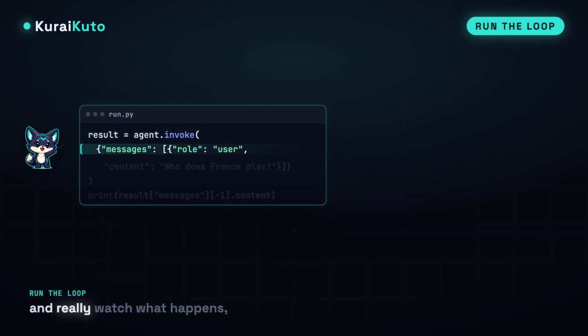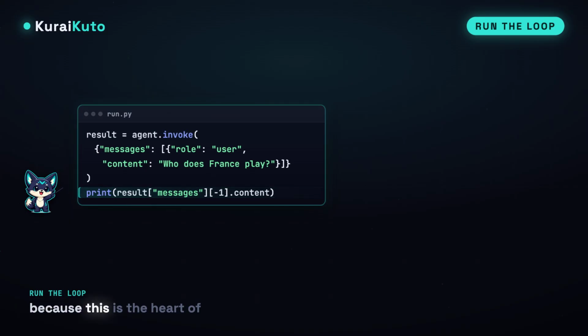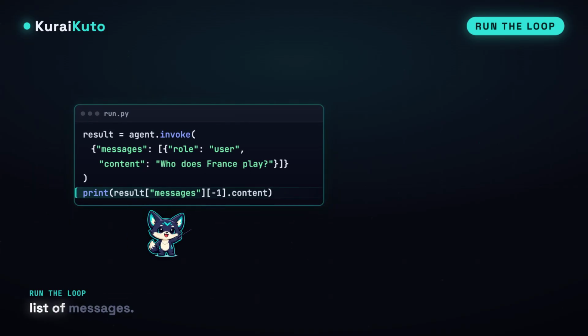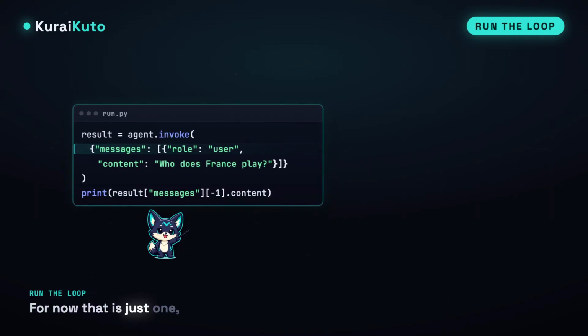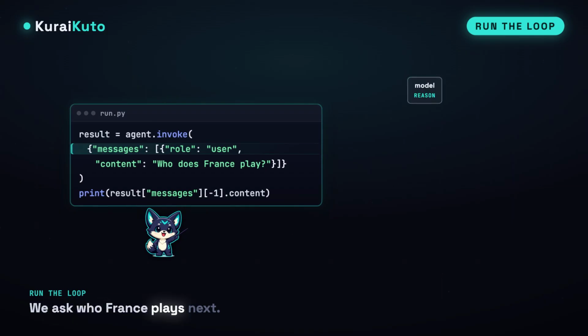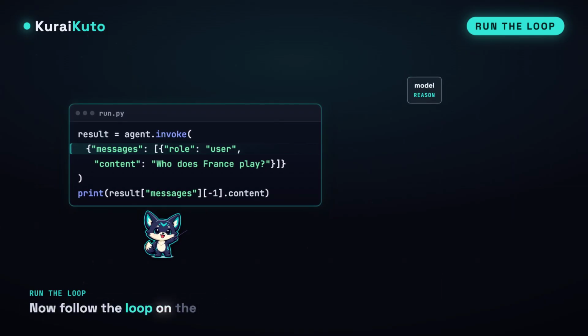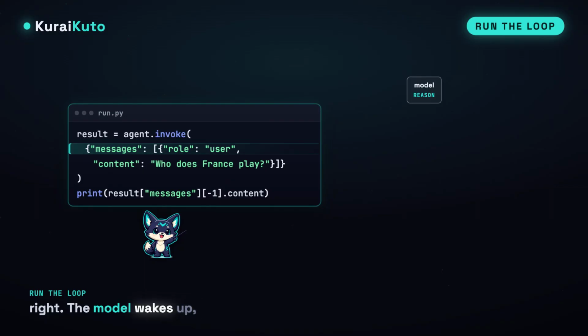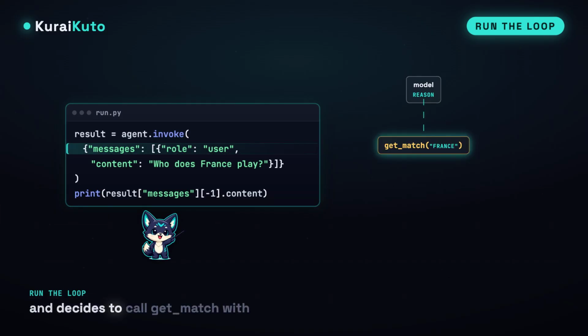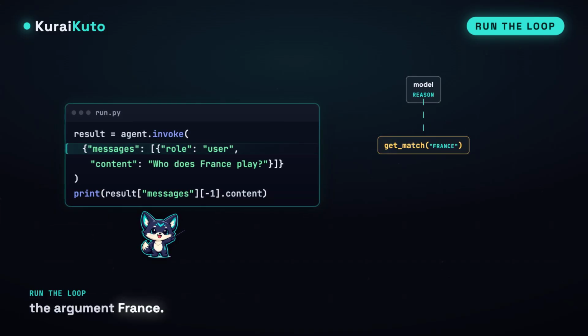Let's run it and really watch what happens because this is the heart of the whole thing. You always hand the agent a list of messages. For now, that is just one, your question as a user message. We ask who France plays next. Now follow the loop on the right. The model wakes up, sees the question, and sees that it has a getMatch tool available. It reasons and decides to call getMatch with the argument France.